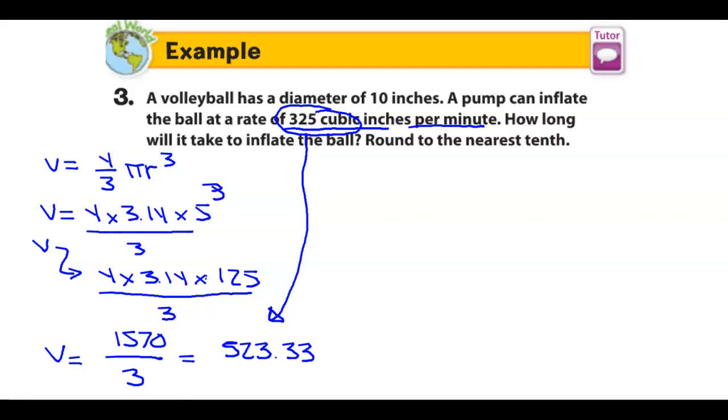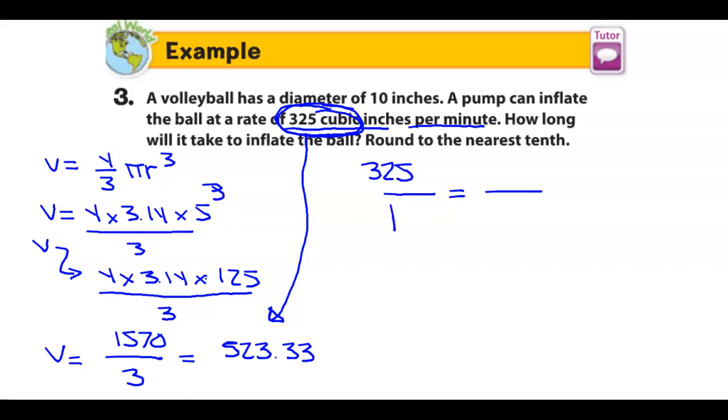So to do this, I think it might be best, you guys, if we just set up a proportion here on the side. So I'm going to set up a proportion. And what I'm going to do is say, hey, we could do 325 cubic inches in 1 minute. So I'm going to say 325 cubic inches in 1 minute.